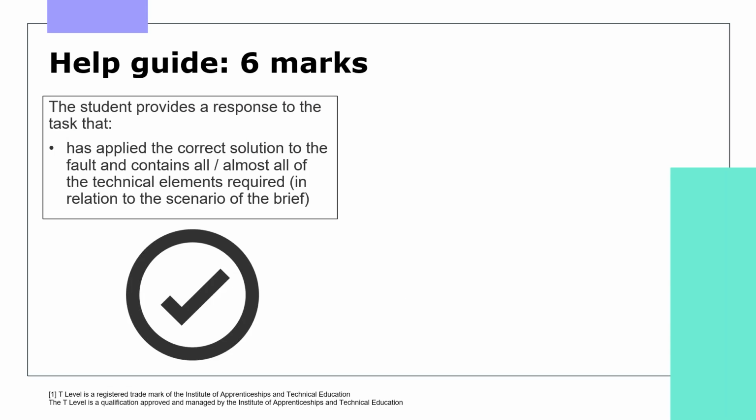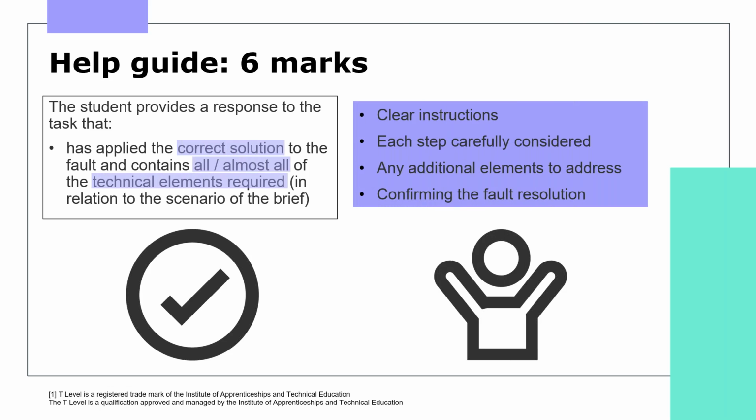6 marks are assigned for the help guide aspect of this task, and shown on screen are the top band marking descriptors, with students gaining marks for having the correct solution to the fault with the required technical elements included. To help with this, students should ensure they've given clear and concise steps for how to resolve the issue, and the inclusion of screenshots will help to support this.